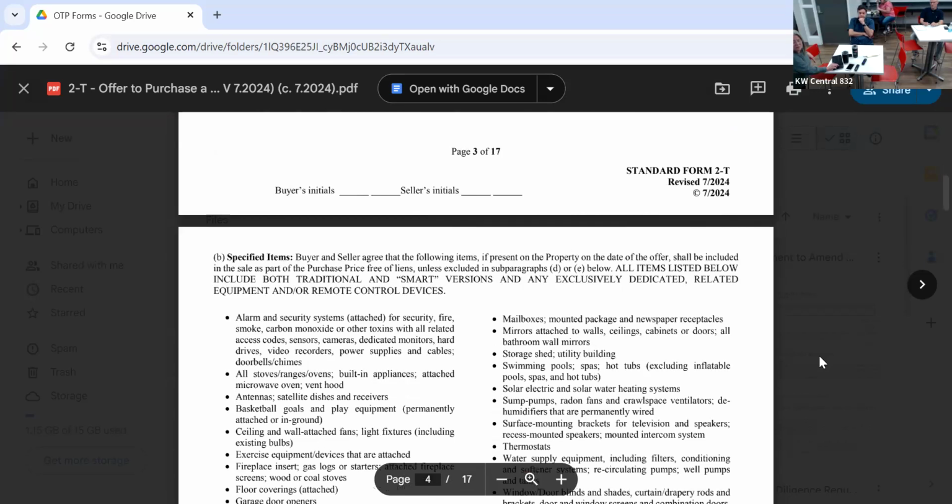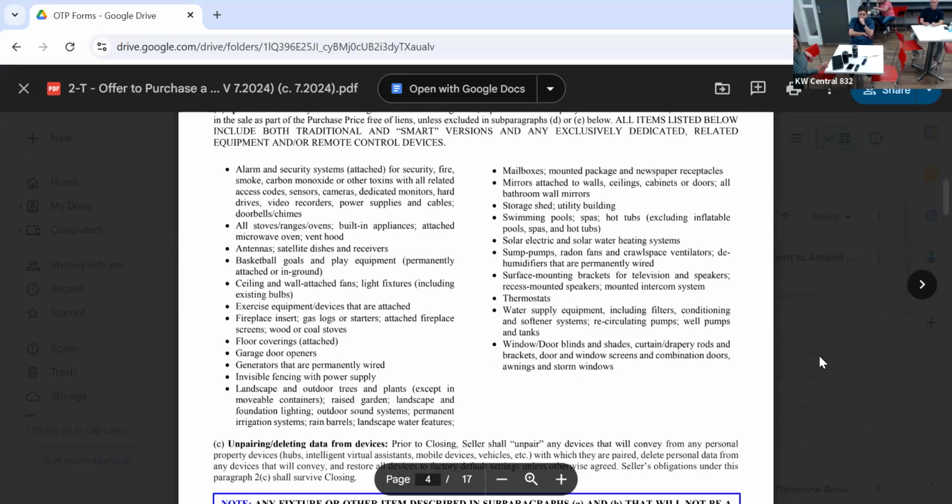Fixtures. Fixtures included in the purchase price. All of these things are included in the purchase price. You don't have to spell them out anywhere else. These are things that are either attached with a screw, are permanently planted in the ground, or serve some purpose for some part of the house that is attached by a screw.